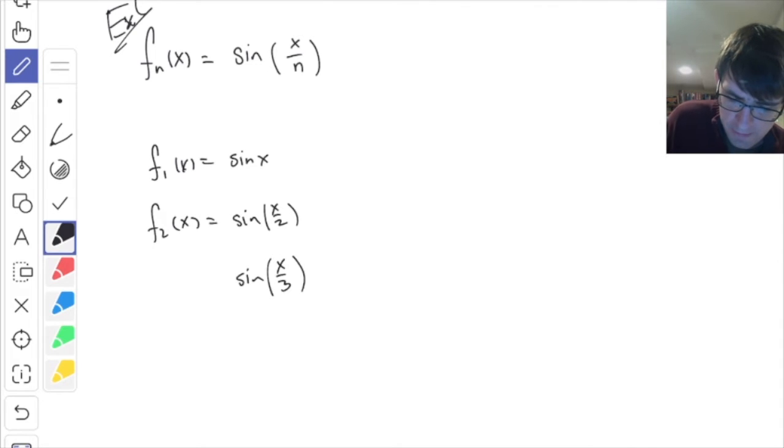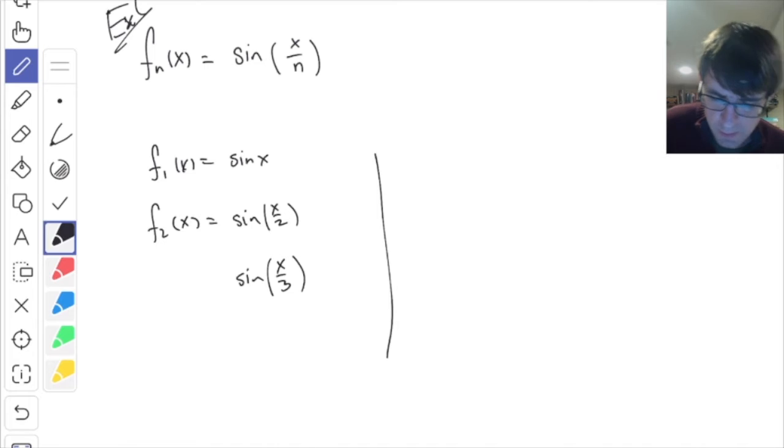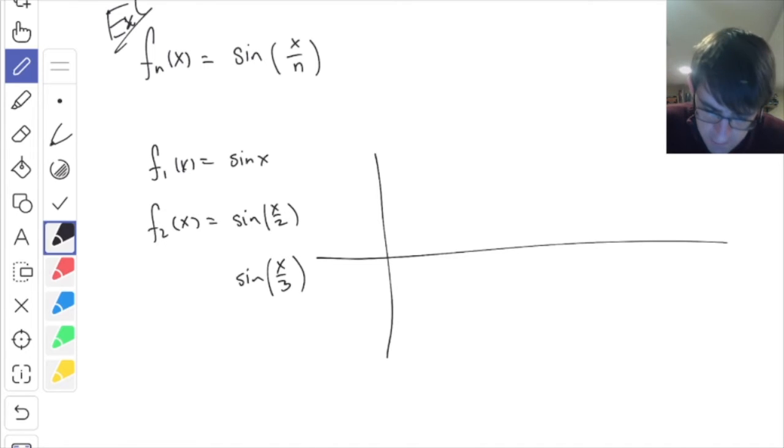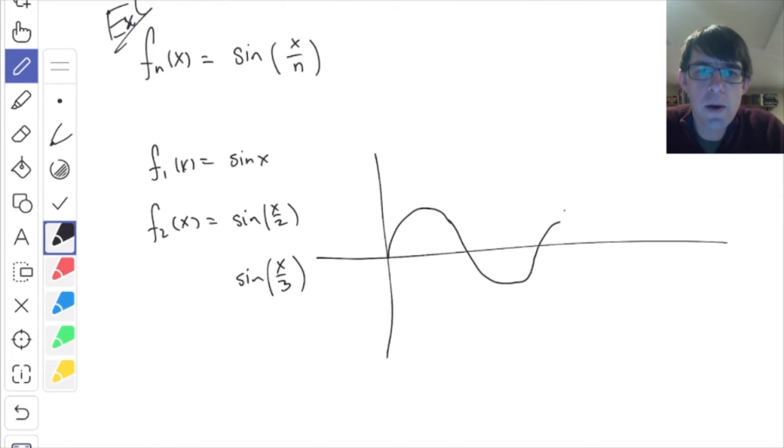So on a graph, I'm going to try and plot these all together like I did before. Sine of x, everybody knows, looks like this, and continues, where this right here is 2 pi. I'm using radians, of course, because I'm a sophisticated adult mathematician.